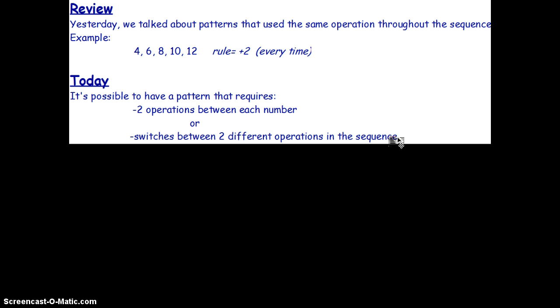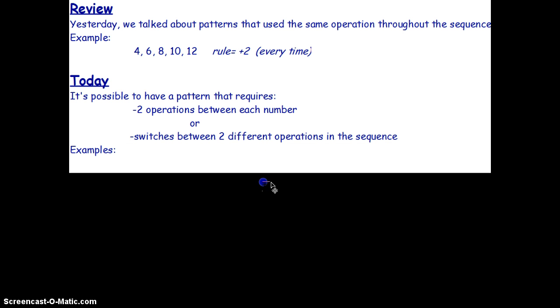But then sometimes it can switch between 2 different operations in a sequence. Maybe between the first 2 numbers I'm adding 5, but then between the next 2 numbers I'm multiplying by 2. So sometimes that can exist in number patterns too. So let's look at a couple examples.